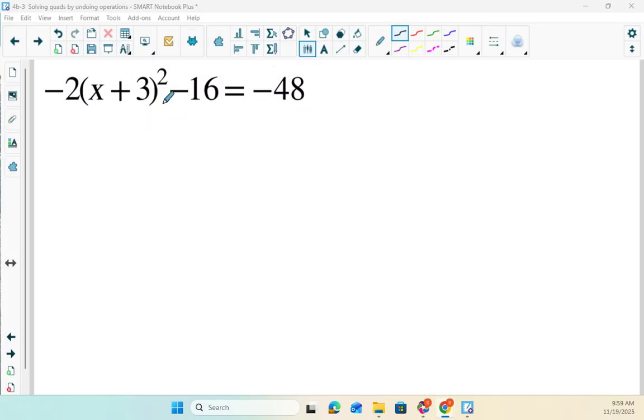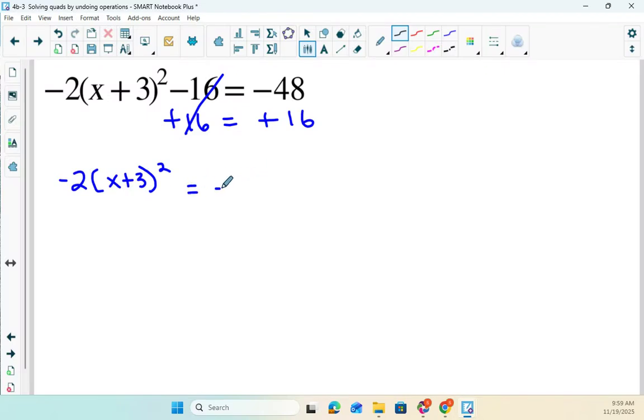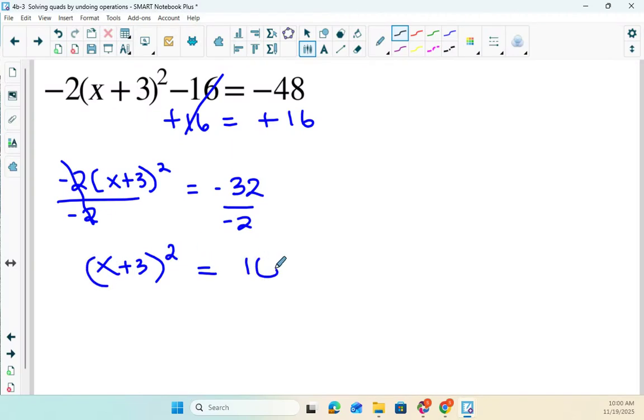Okay, once again, your goal is to get the squared part of the equation by itself. And when you're undoing operations, you always want to add or subtract before you multiply or divide. So the first thing we want to do is add 16 to both sides of the equation. That's going to cancel out. And we have negative 2 times x plus 3 squared is equal to negative 32. Then we're going to divide both sides by negative 2. So we're going to have x plus 3 quantity squared is equal to 16.